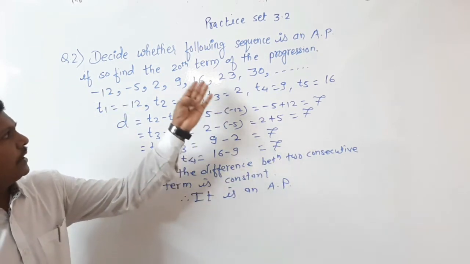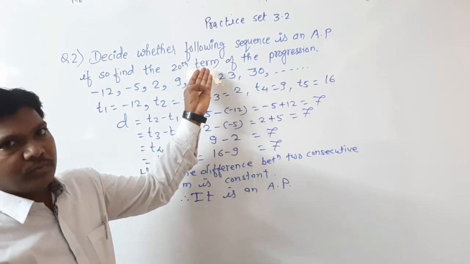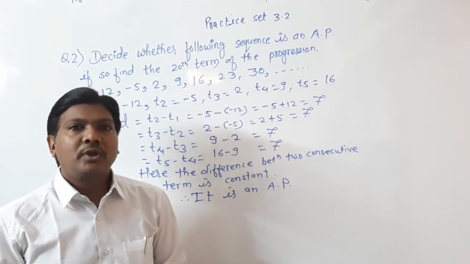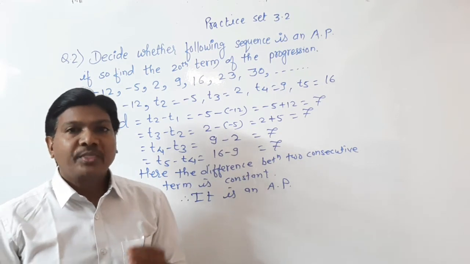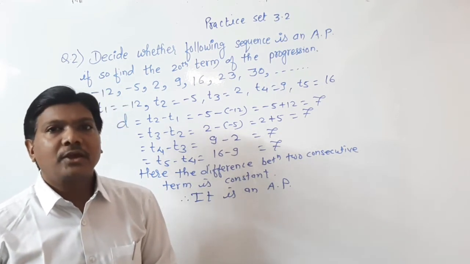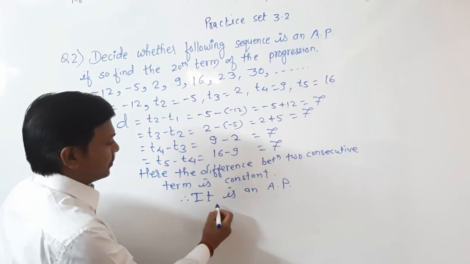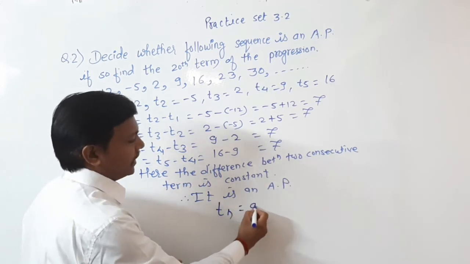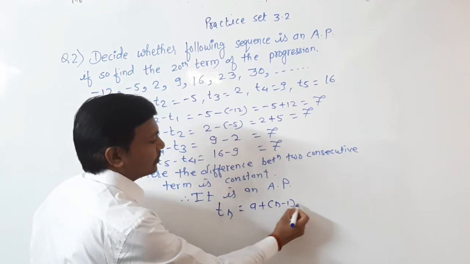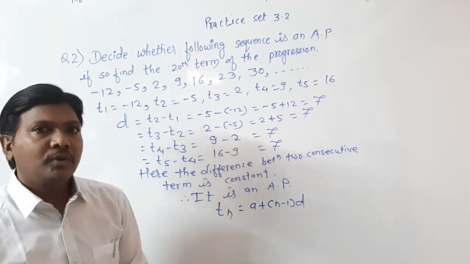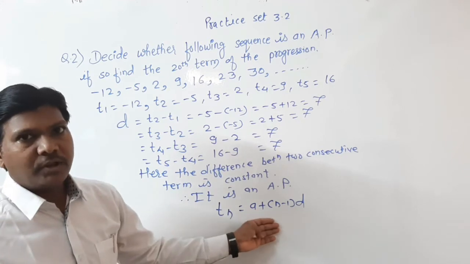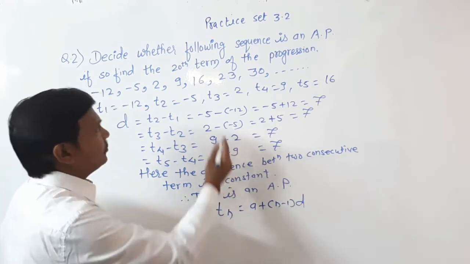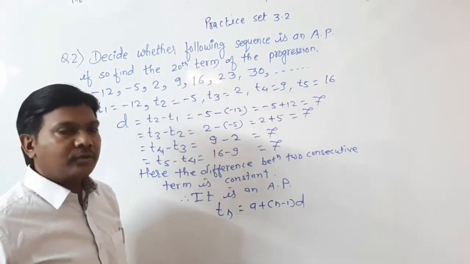Then how can you find the 20th term? For this you have one formula that you have to learn, that is Tn equal to A plus (n minus 1) into D. For any term you always apply this formula, Tn equal to A plus (n minus 1) into D. So here n is 20 because you have to find the 20th term.